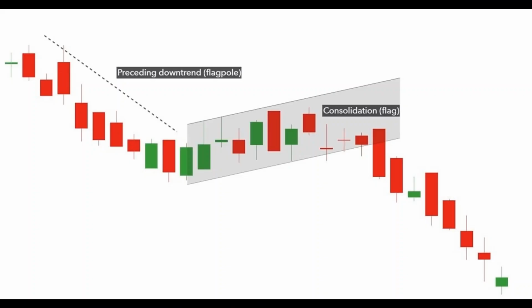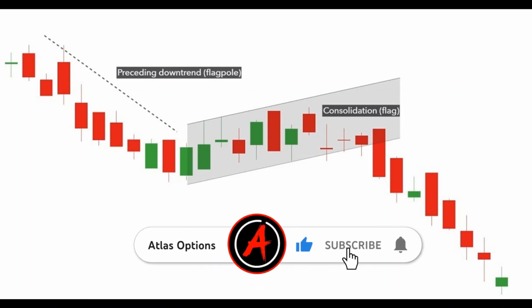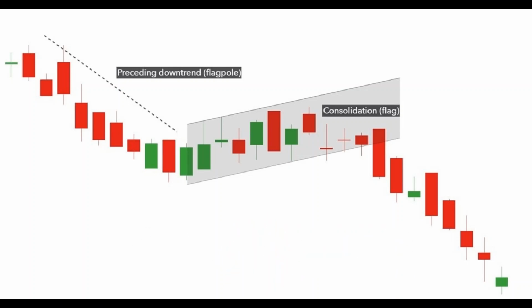The bear flag chart pattern is a technical analysis pattern that can be used to identify potential short trades during a downtrend in the price of an asset. The pattern is characterized by a period of consolidation, or sideways trading that forms a flag shape, followed by a continuation of the downtrend. To identify and trade a bear flag pattern, you need to first look for a clear downtrend in the price of the asset.